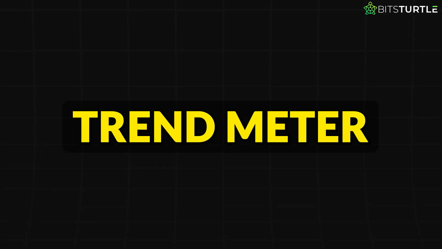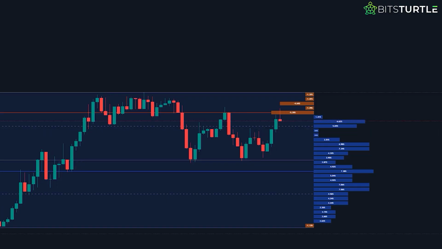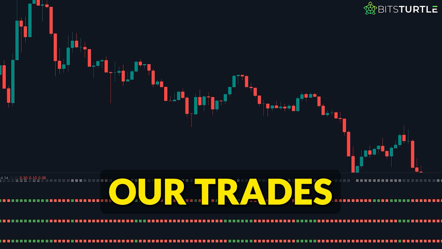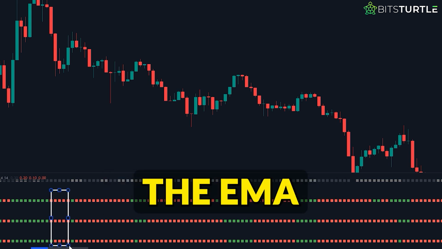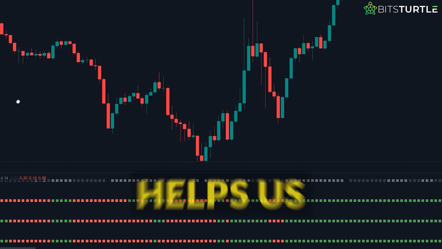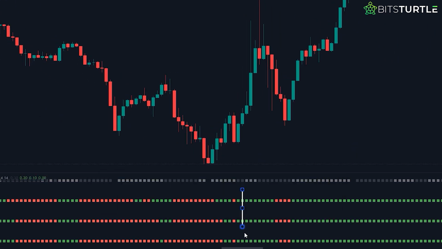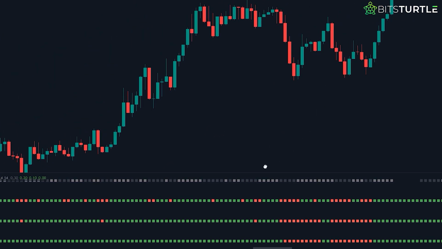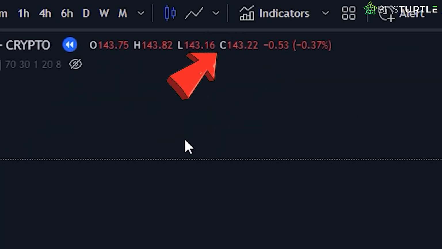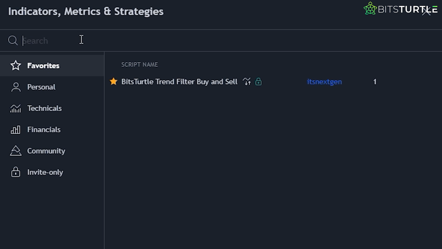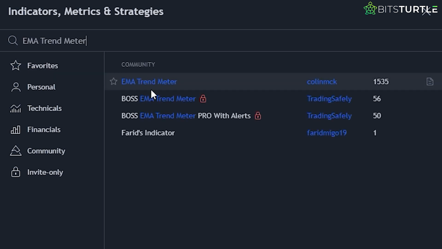Adding the EMA Trend Meter for confirmation. Now that we've set up the Range Sentiment Profile, it's time to add one more tool to confirm our trades, the EMA Trend Meter. The EMA, exponential moving average, Trend Meter is great because it helps us see if the market is really trending in one direction. It gives us an extra layer of confirmation before we jump into a trade, which is super important to avoid false signals. To add this indicator, go back to the Indicators tab in TradingView, type EMA Trend Meter, and select the one created by Colin McKay.